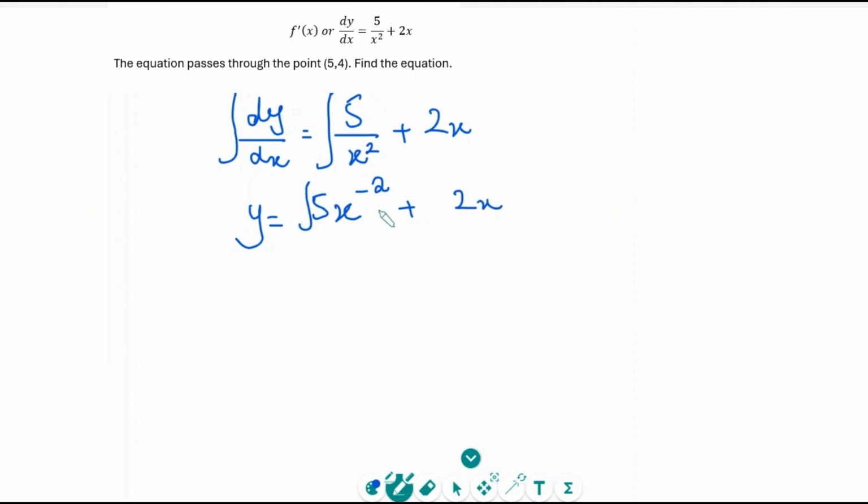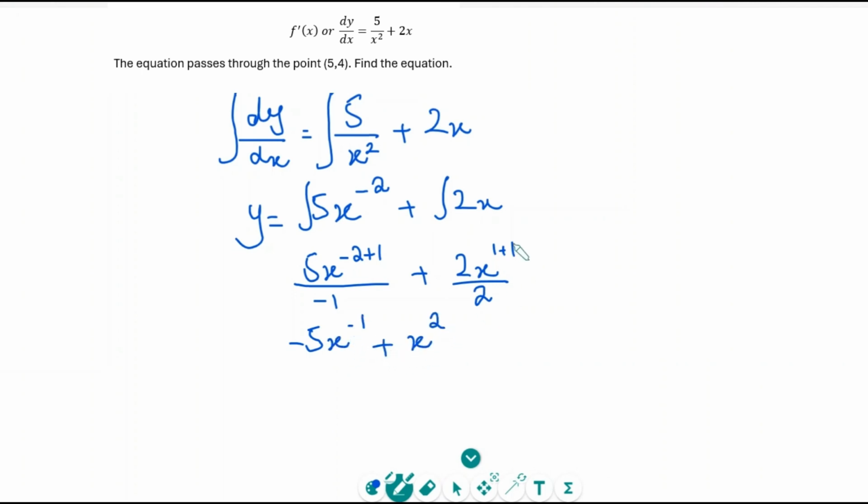And let's integrate them individually now. So 5x to the power of minus 2 plus 1, divided by that new power, which is minus 1, plus 2 times x, which has a power of 1, so 1 plus 1, which is 2, so divided by 2 here. And when you divide 5 by minus 1, it just gives you minus 5. Minus 5x to the power of minus 1 plus x squared. Now this is an indefinite integral, so I am going to add a plus c in both of these steps. And I'm going to take x to the power of minus 1 downstairs again to make it positive.